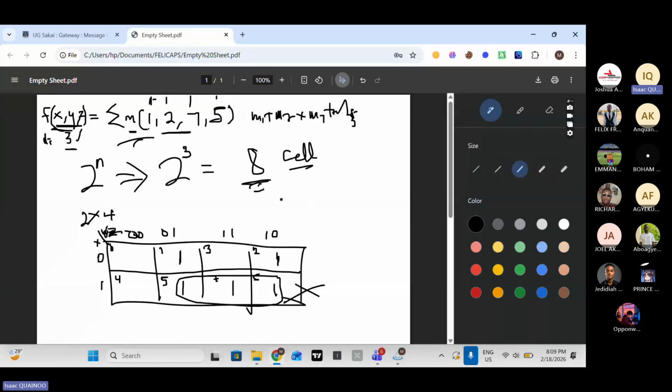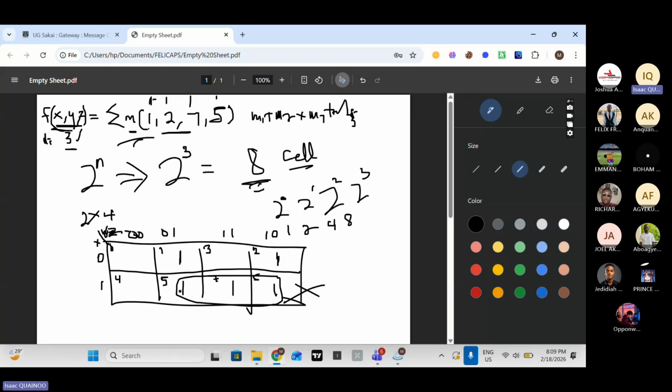Okay, in K-maps, you can only select your cells with a return value of 1 in powers of 2. So 2 raised to the power 0, 2 raised to the power 1, 2 raised to the power 2, 2 raised to the power 3, etc. That's another rule that we always have to remember. So 2 raised to the power 0 is 1, right? 2 raised to the power 1 is 2. 2 raised to the power 2 is 4. 2 raised to the power 3 is 8, okay?